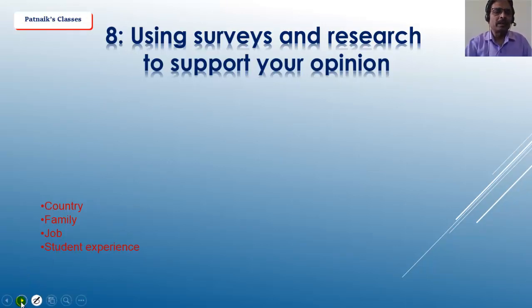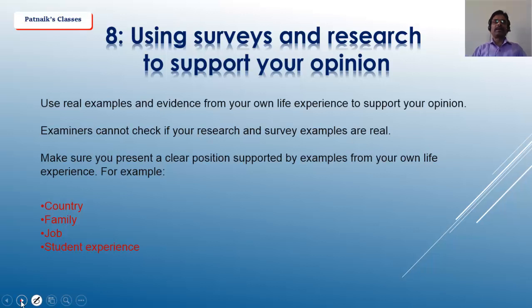Then using surveys and research to support your opinion. See here, this is one of the important things. While we write Task 2, we generally include examples and some survey reports also, right? So the advice given here is, use real examples and evidence from your own life experience to support your opinion, right? That's the best thing one can do. Examiners cannot check if your research and survey examples are real, right? Then make sure you present a clear position supported by examples from your own life experience, for example country, family, job, student experience, right?